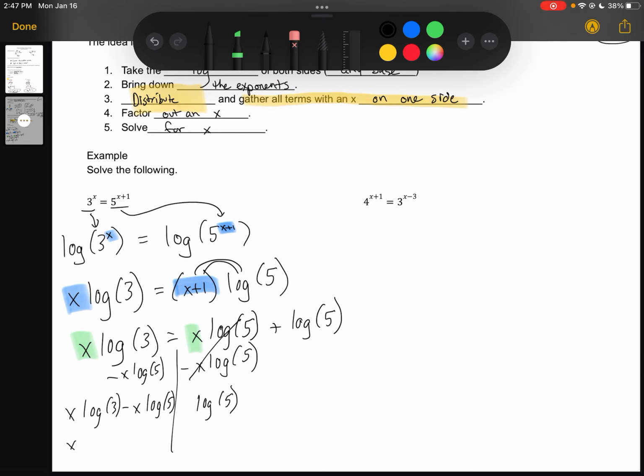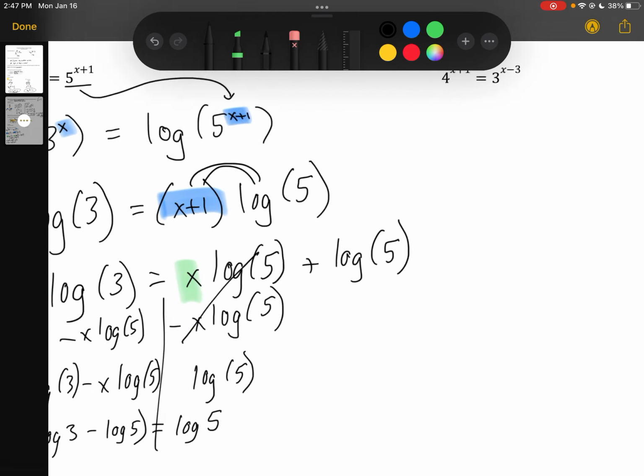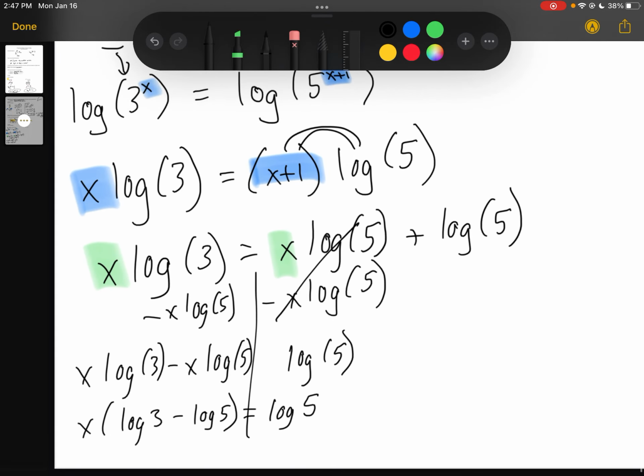So now we can factor out an x. Each of the terms on the left have an x in them, so we can do x, and then the log of 3 minus the log of 5, and that's all equal to the log of 5. So from here, we have x times something, so the way that we bring that over is with division. So the log of 3 minus the log of 5. And as long as we do that on both sides, it does look a little bit weird, but it is allowed.